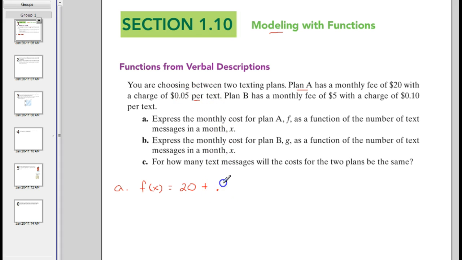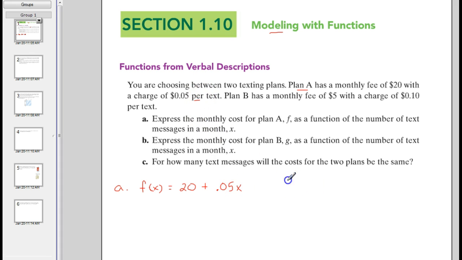We get charged 5 cents times the number of texts that we send. So if we send 10 texts, 5 cents times 10 is 50 cents. If we send 20, 5 cents times 20 is $1. So that's what the per is going to signify in this case.